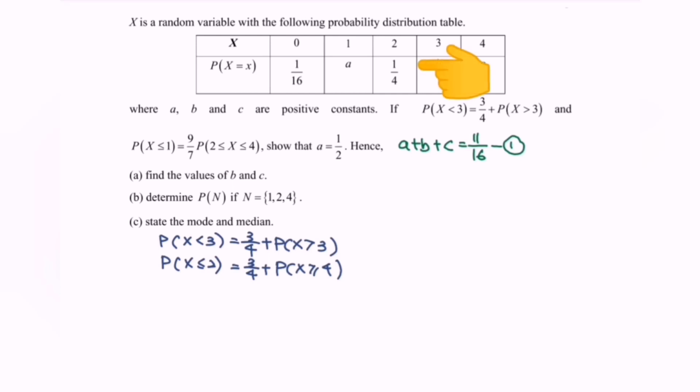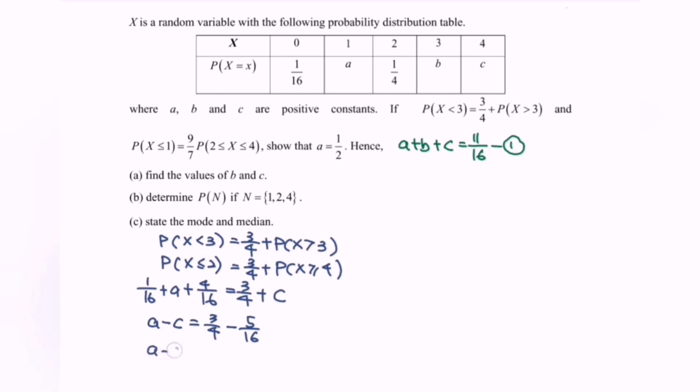The probability that X less than or equal to 2: we will have 1 over 16 plus A plus 4 over 16 is equal to 3 over 4 plus the probability that X greater than or equal to 4, which is C. Rearrange the situation. So A minus C is equal to 3 over 4 minus 5 over 16. Kindly simplify the situation. So A minus C is equal to 12 over 16 minus 5 over 16, and we will have 7 over 16. So here we have the second equation.